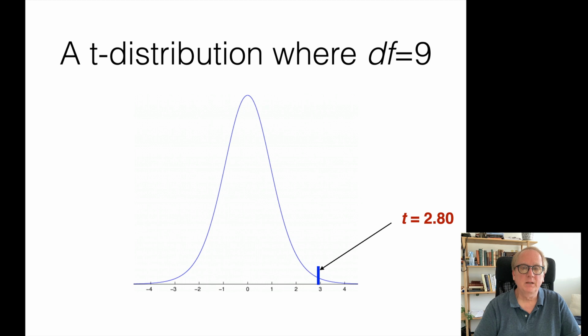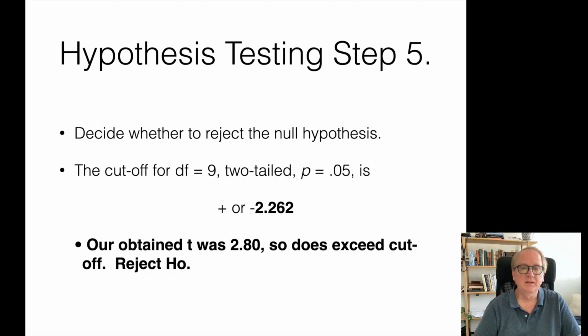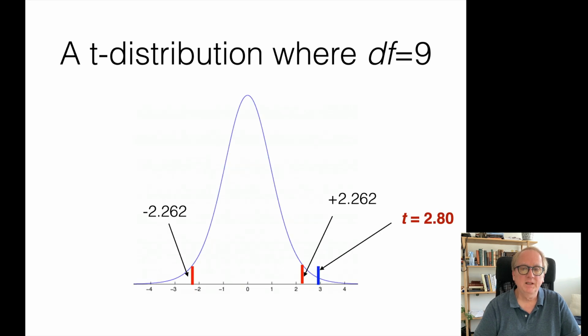So where is that in the distribution? Well, that's way out here in the extreme, right? So it's off to the right in the tails. There's the t of 2.8. So all that's left to do in step 5 is decide whether or not that exceeds my cutoff. Do I reject the null hypothesis? You remember that my cutoff was plus or minus 2.262. So since our obtained t was greater than 2.262, we can say that we've rejected the null hypothesis, that our students are somehow different from those other year 12 students. Because again, here's our t and it's exceeded the cutoff. This happens less than 5% of the time when the null hypothesis is true, so we reject the H0.